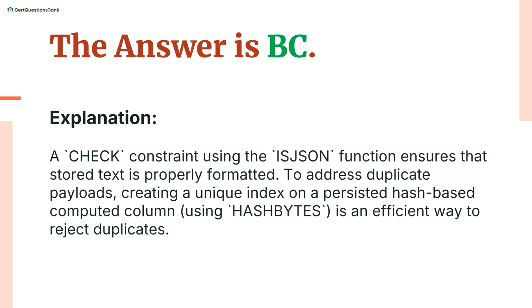A "check" constraint using the "isjson" function ensures that stored text is properly formatted. To address duplicate payloads, creating a unique index on a persisted hash-based computed column, using "hashbytes", is an efficient way to reject duplicates.